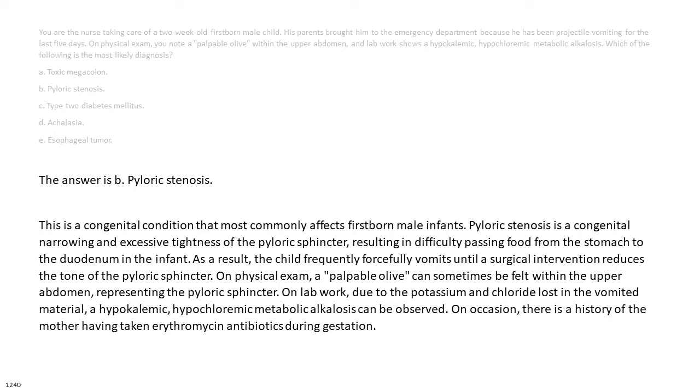On physical exam, a palpable olive can sometimes be felt within the upper abdomen, representing the pyloric sphincter. On lab work, due to the potassium and chloride lost in the vomited material, a hypochloremic metabolic alkalosis can be observed. On occasion, there is a history of the mother having taken erythromycin antibiotics during gestation.